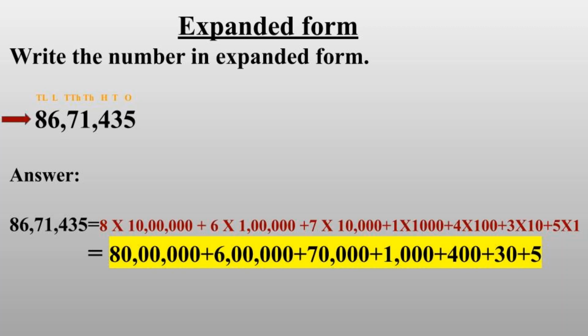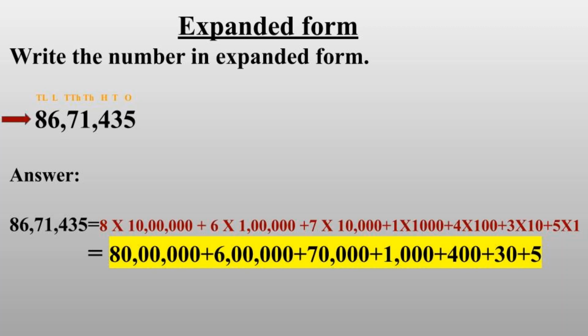Expanded form. Expanded form means you are expanding a number to show the value of each digit. Let's see an example. Write the number in expanded form. The given number is 86,71,435. So we need to write this number in expanded form. That means we have to show the value of each digit. Here 8 lies in 10 lakh place, 6 in lakh place, 7 in 10,000 place, 1 in 1000 place, 4 in 100 place, 3 in tens place and 5 in ones place.